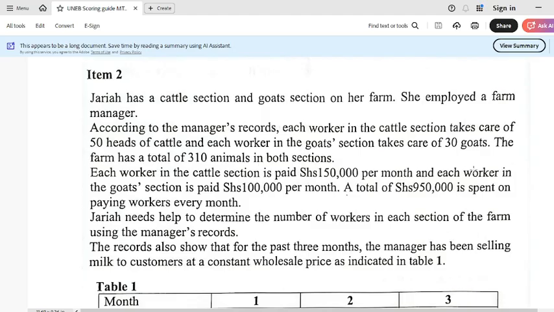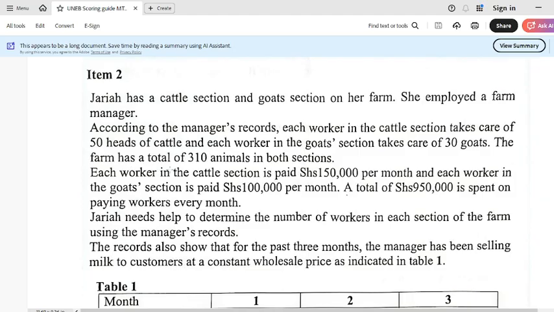Now for today, and remember item 2 is a compulsory item. This was item number 2, this was what you needed to put on our tables. Let us get through it very quickly. Jaria has a cattle section and a goat section on her farm. She employed a farm manager. According to the manager's records, each worker in the cattle section takes care of 50 heads of cattle, and each worker in the goat section takes care of 30 goats.